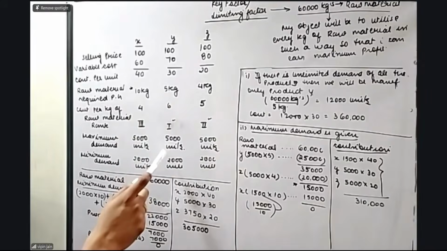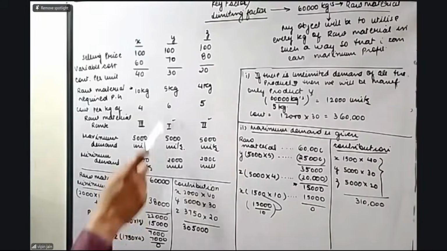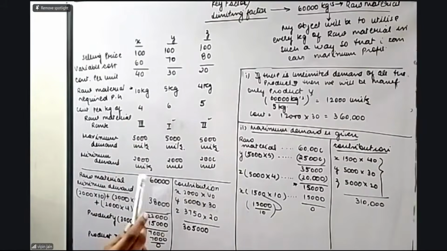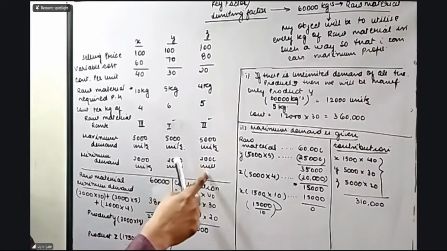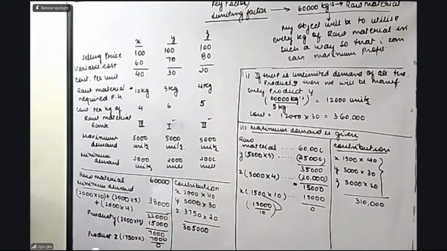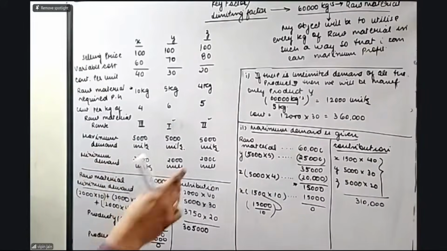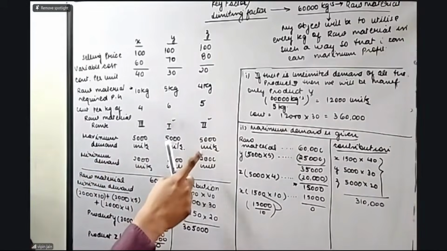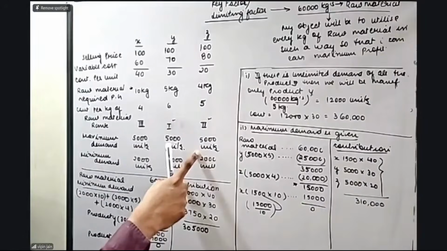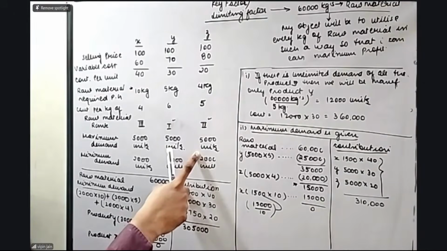How many units? We are going to produce 3,000 units. 3,000 into 5, 15,000 is used. So we are left out with 7,000 kgs, right? Now of product Z, at the most, how many units can we manufacture? 3,000, if we have sufficient raw material. To manufacture 3,000 units, how much raw material is required? 4 kgs into 3,000, total 12,000 kgs.